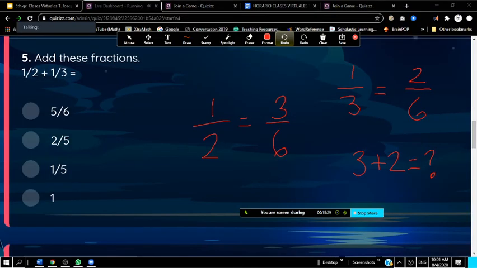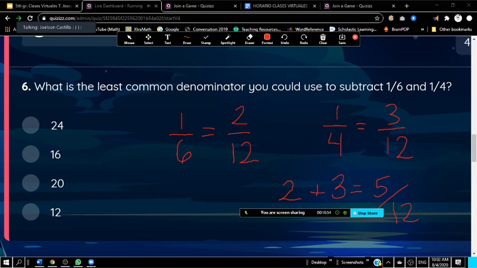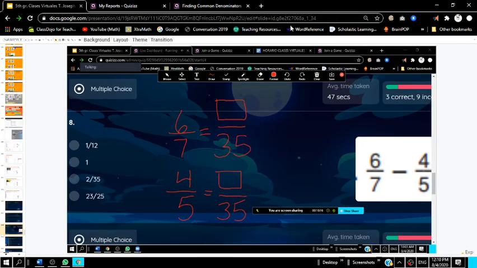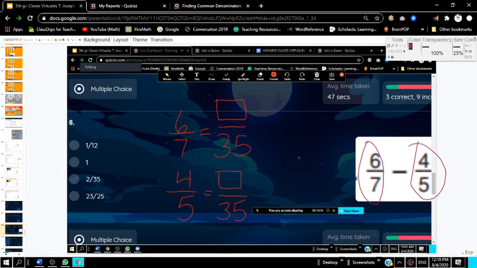Here's a couple more problems from the quizzes. We're actually going to do this one right here together, okay? So the problem says 6/7 minus 4/5. So what would we do to try to solve that problem? Well, we're going to try to find the common denominator between 6/7 and 4/5. If I multiply 7 times 5 and 5 times 7, we're going to come up with 35 as our common denominator.